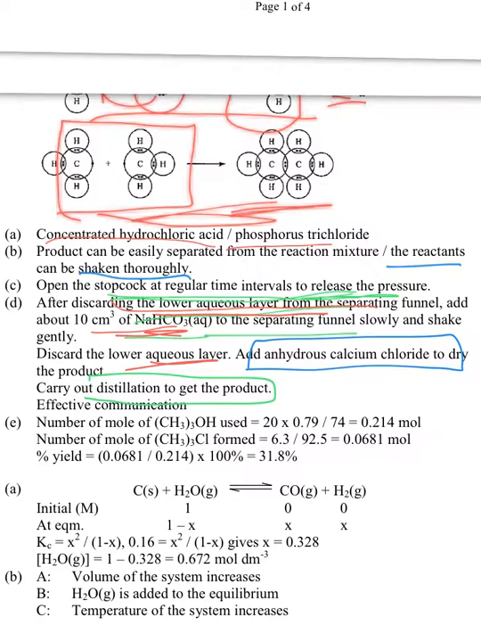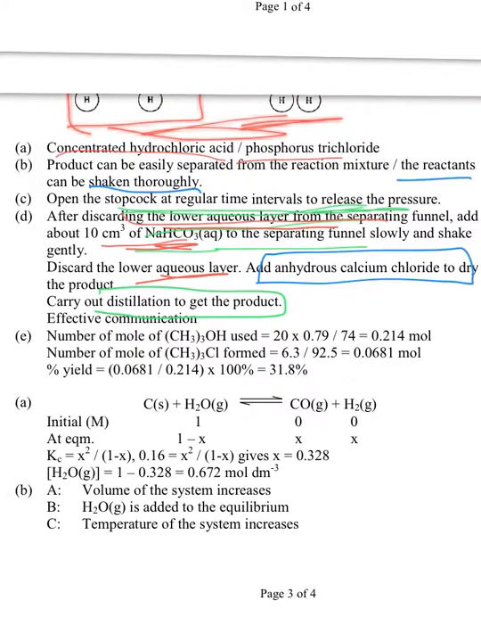Okay, and then of course effective communication mark. And many of you already forgot how to calculate percentage yield. For percentage yield, you find out the expected number of moles of the product, and the product formed is the theoretical yield and actual yield. And then you use the actual yield divided by the theoretical yield times 100%.